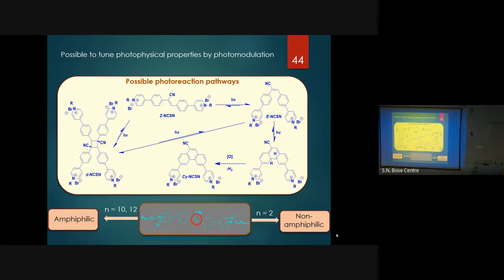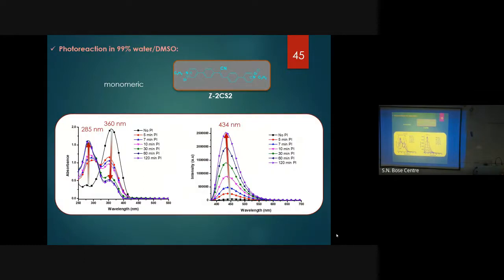So for that reason, initially we chose these 3 molecules. These 2 basically represent the amphiphilic version. They form aggregates in water, as I have already shown. N2 is again a control molecule which is soluble in water. So first we did the photoreaction of this molecule, the C2 analog. You see when you irradiate with light of 365 nanometer, what you see is that the 360 nanometer band goes down, and you see the emergence of a new band in the absorption spectra.